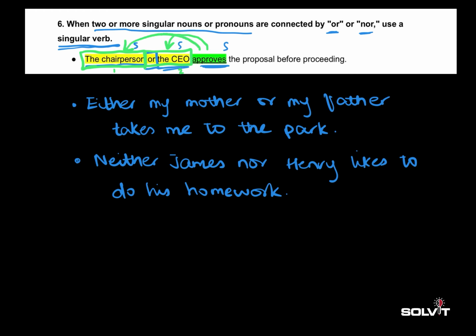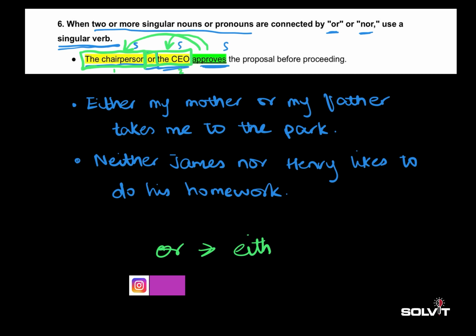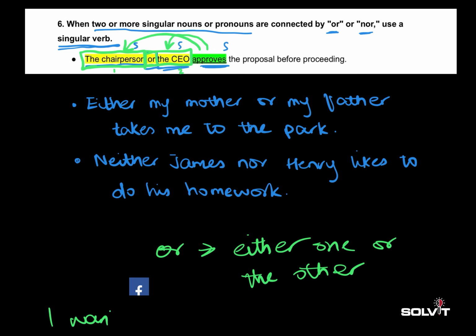Okay, so we're not going to treat the two subjects as plural because there's a word or in the middle. What does or mean? Or means either one or the other. Okay, so for example, if I say I want an apple or an orange, that means I don't want both of them, I just want one of them. Okay, so I'm going to treat my subject as singular.